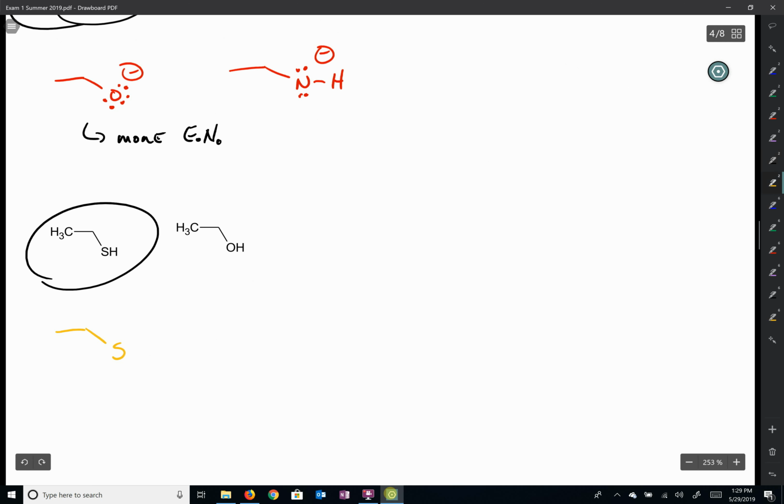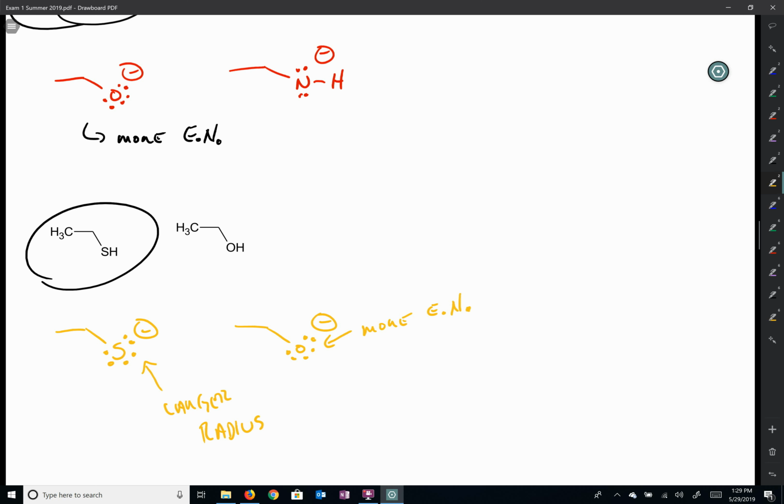More of the same. All right. Okay, we made them both act like acids. Yes, oxygen is more electronegative, but this has a larger radius. And it just so happens that in the same family, sulfur is below oxygen on the periodic table. The larger radius is going to dominate in terms of properties with respect to acidity.